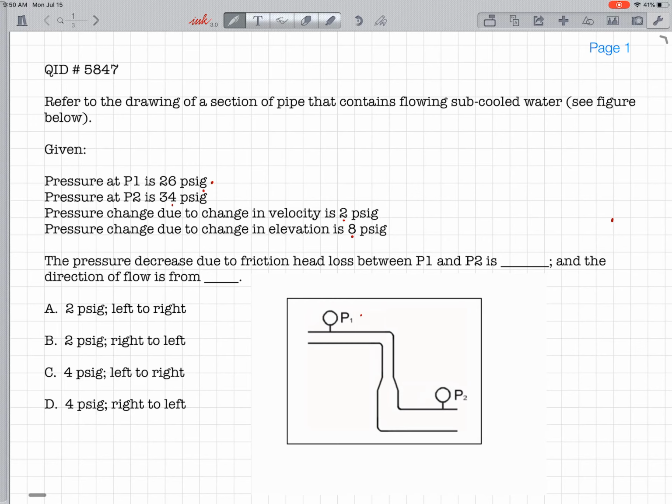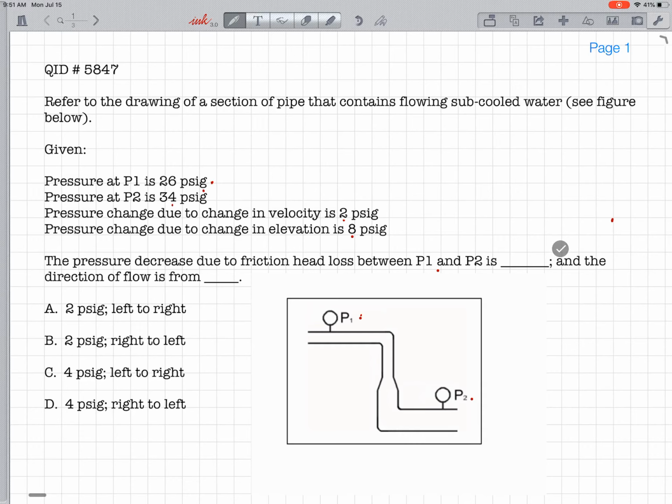So the question is, the pressure decrease due to friction head loss between P1 and P2 is blank, and the direction of flow is from blank. Okay, so this is to know the direction of flow, right to left or left to right, and how much head loss is occurring between point 1 and point 2.